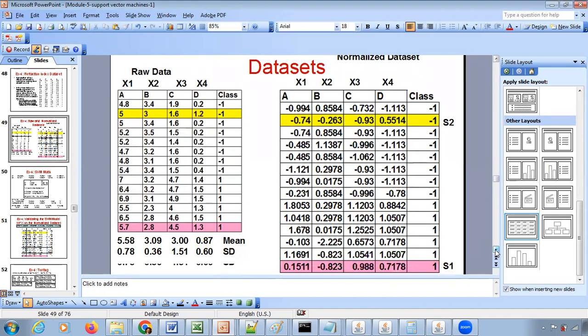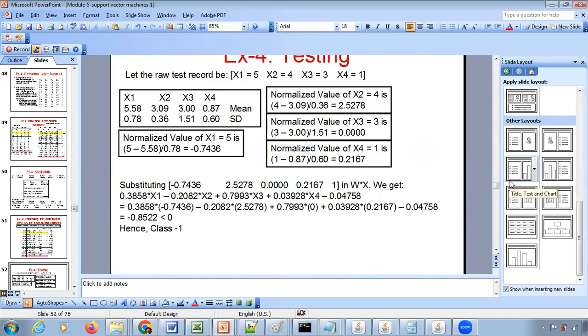Now it's not less than -1 though. We got -0.8522. So it's kind of closer to the class 1 data points, but still less than 0. So it's class -1.